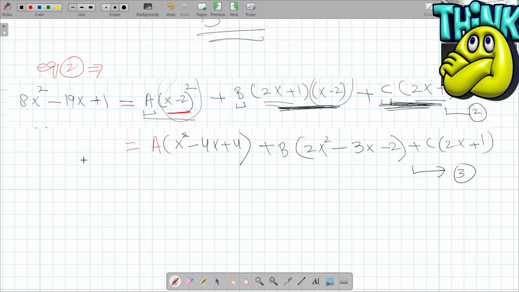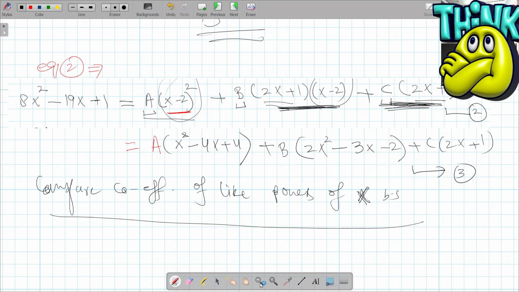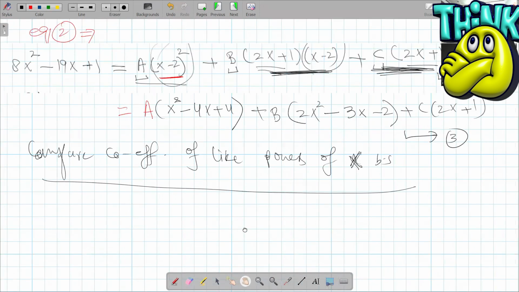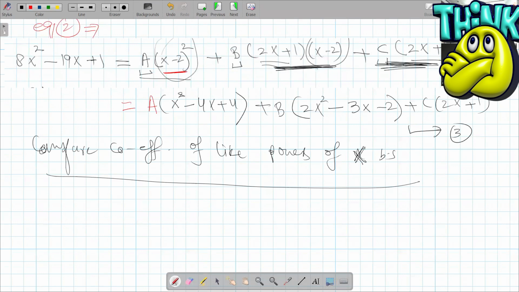Now you compare the coefficient of x squared on both sides. This is the general method. Compare coefficients of like powers of x on both sides. Which is the largest power? You can compare the coefficients of x squared both sides, the coefficients of x both sides, and constants both sides. Because the highest power is x squared, we can start with comparing coefficients of x squared. What is the coefficient of x squared on the left hand side?